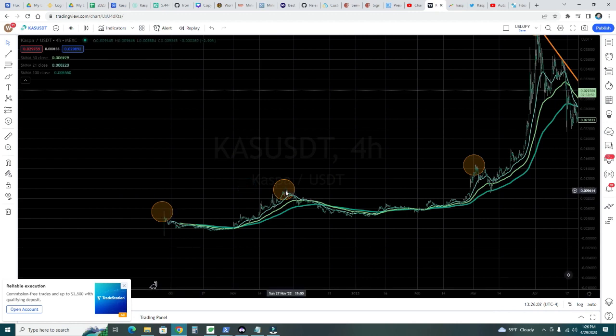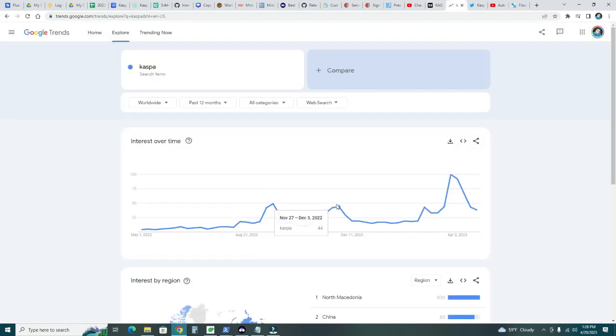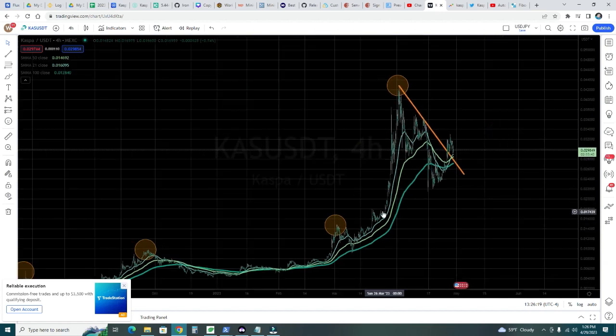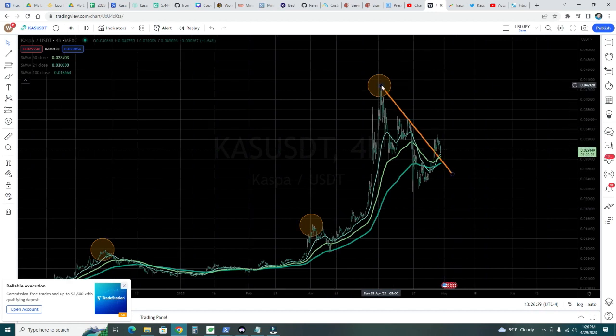The second one was around November 27, and Google Trends confirmed that was November 27. Then there was a peak between February 26 and March 4th. The chart suggests that was here, March 3. Then I posted a video that we were about to reach an all-time high again. The price of KASPA was really bumping and going to the sky, and then we reached the highest price here, 4.2 cents.